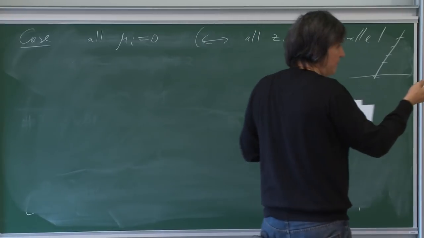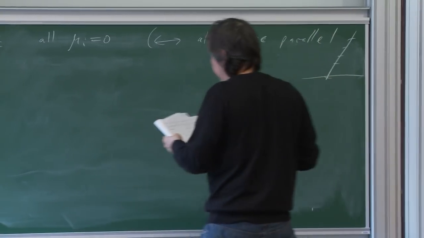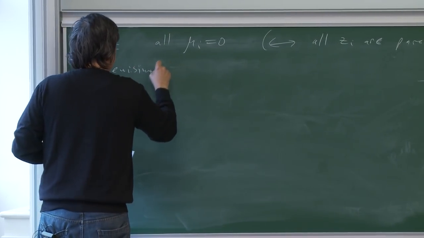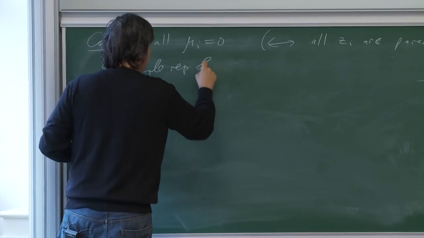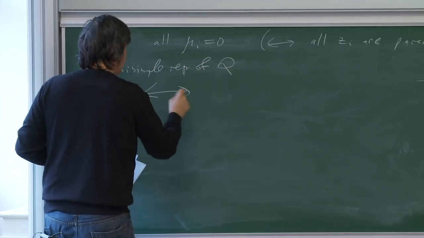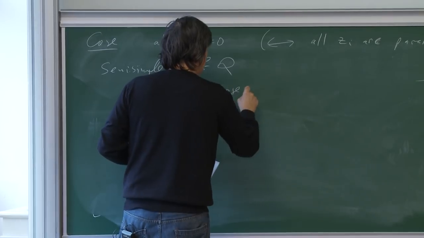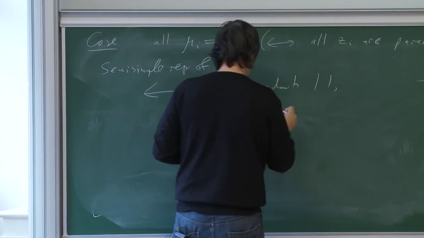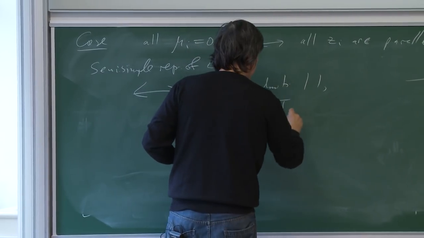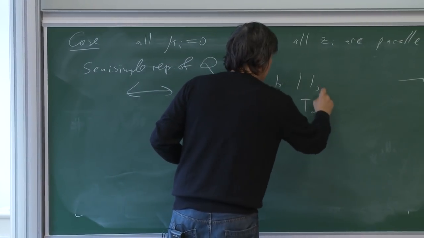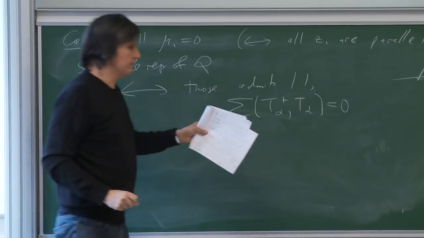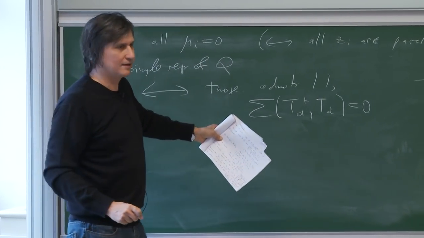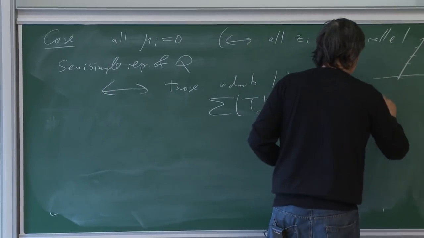And then we just think about semi-simple representations of quivers, exactly those admitting norms such that the sum of commutators is equal to 0. And it's a very nice equation called the Hermitian Yang-Mills equation in matrix models.